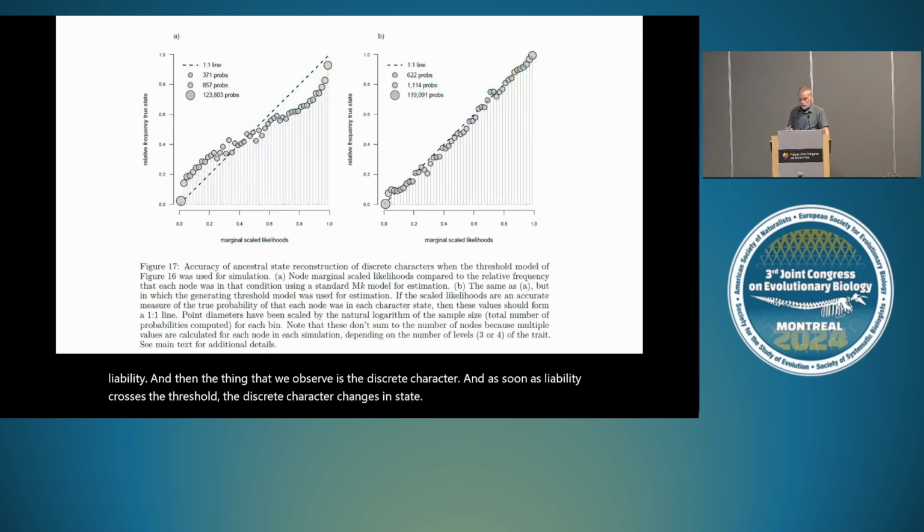This is just an example of how it can impact the accuracy of ancestral state reconstruction to fit our model using the threshold model as opposed to an ordered MK process, which actually in some ways is kind of similar to an ordered threshold process.